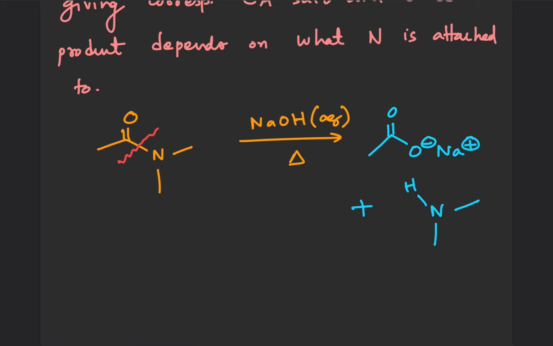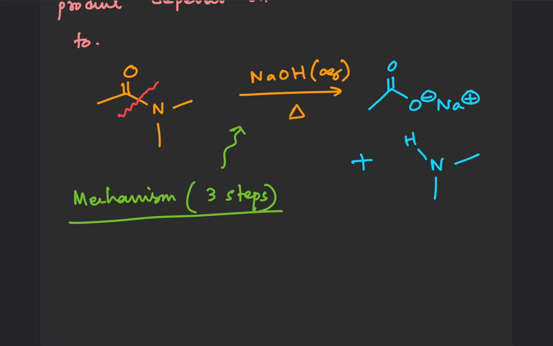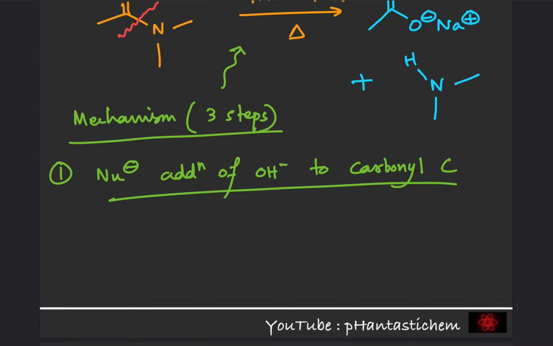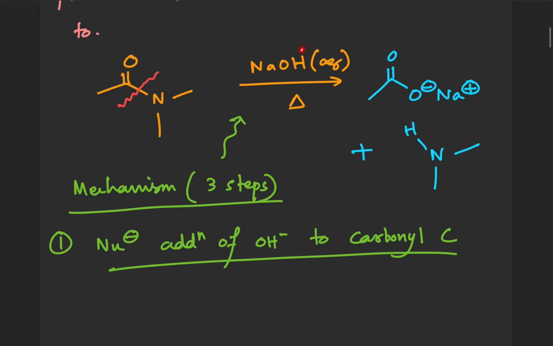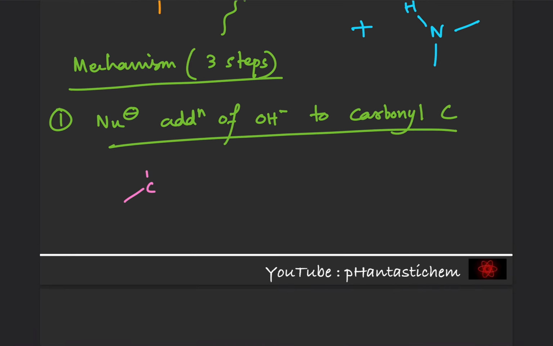The mechanism of this reaction involves three steps. It is important to know the mechanism. The first step is nucleophilic addition of OH minus to the carbonyl carbon. Basically, this OH minus is going to attack our carbonyl carbon. To show that, I will draw the amide group once again.